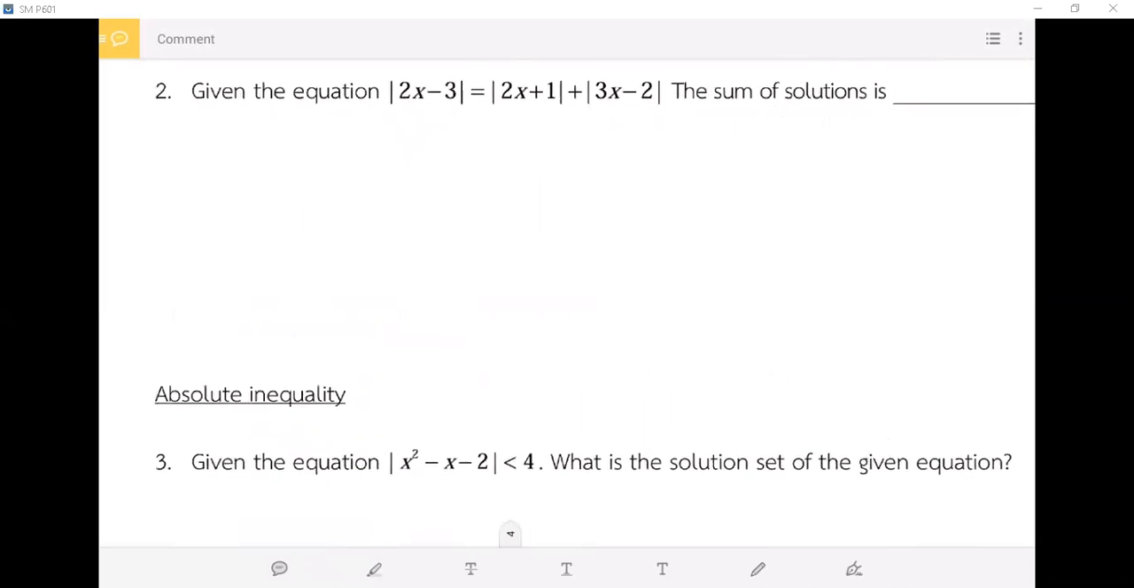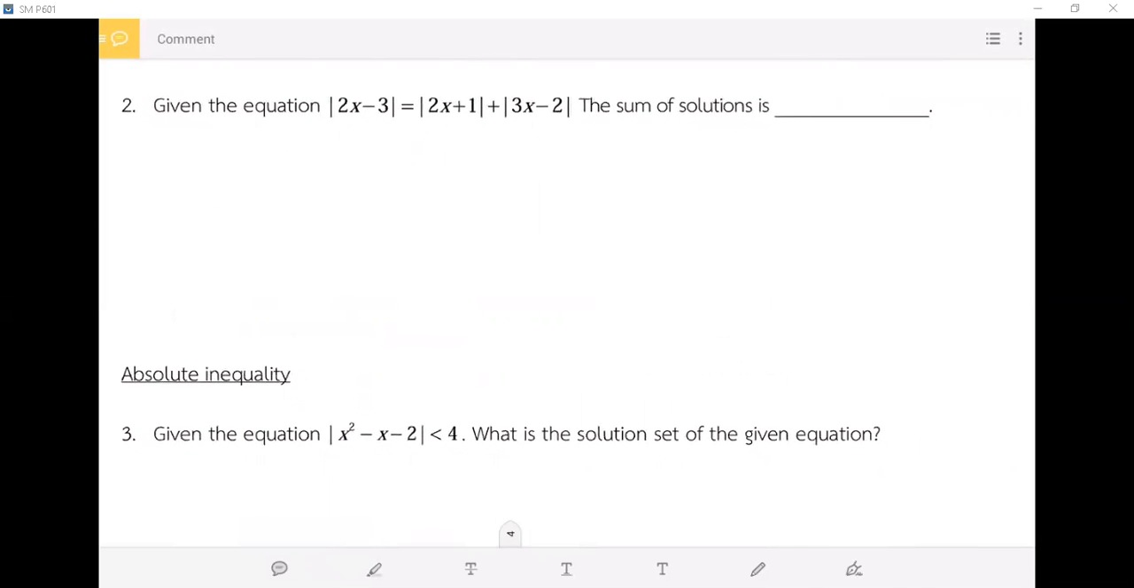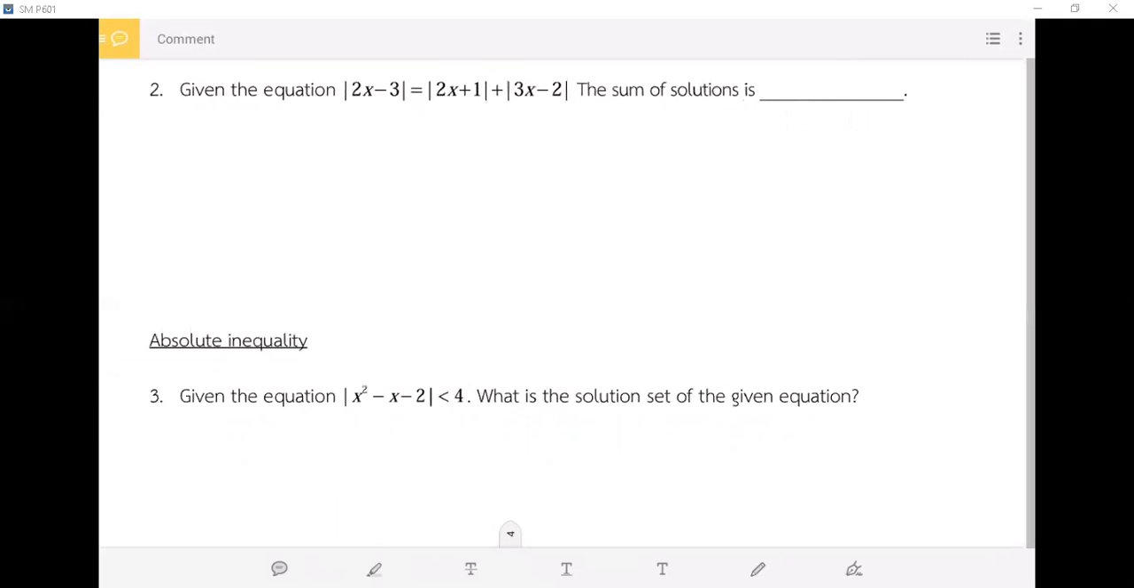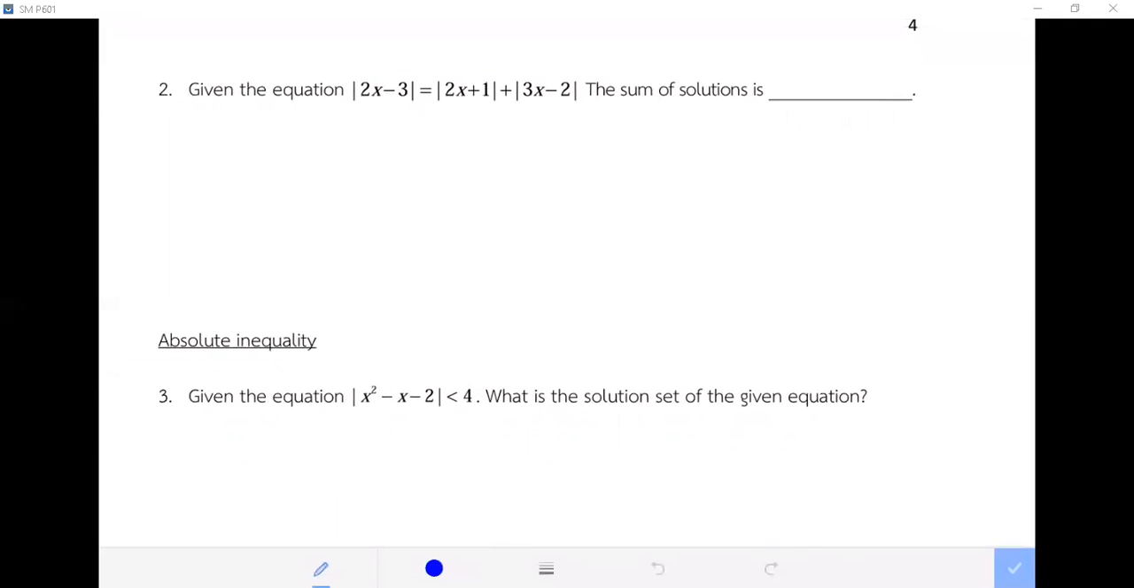Okay. Let's get the next one, right? Oh, this one is painful. This one you have to split them into cases, right? You let this one equal to 0. Your x is 3/2. This one is 0. You get negative 1/2. This one is 0. It's 2/3.